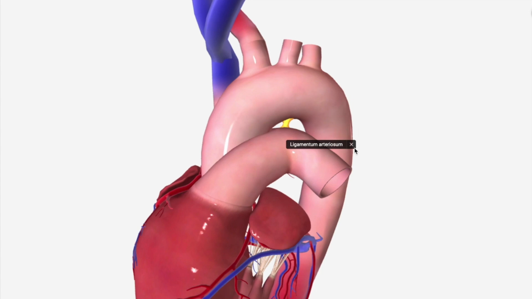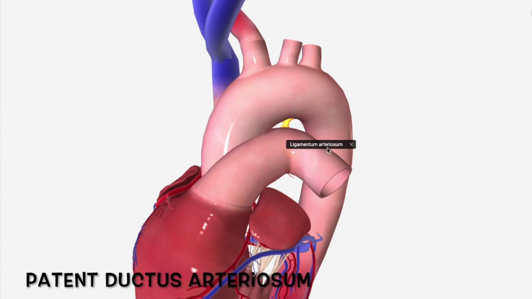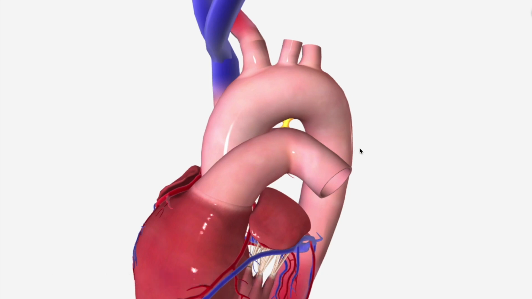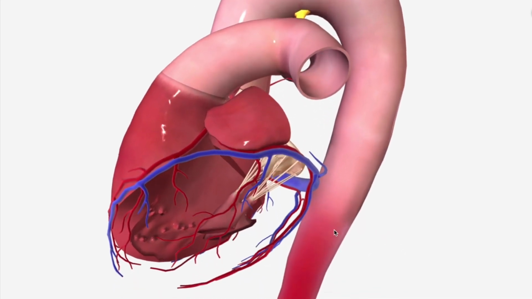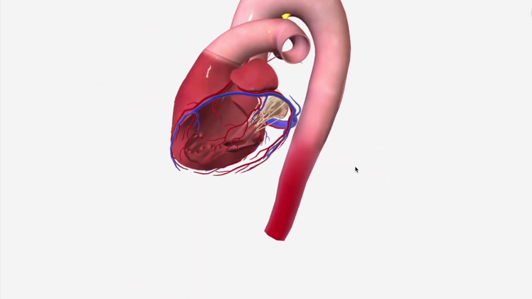It's supposed to close during birth, however, in some people it doesn't, and that is what results in patent ductus arteriosus. Basically, a connection between your pulmonary trunk and your arch of aorta. So that's not ideal. Okay, so then after that bit is where we enter this bit of your aorta. Okay, so this is the descending aorta.